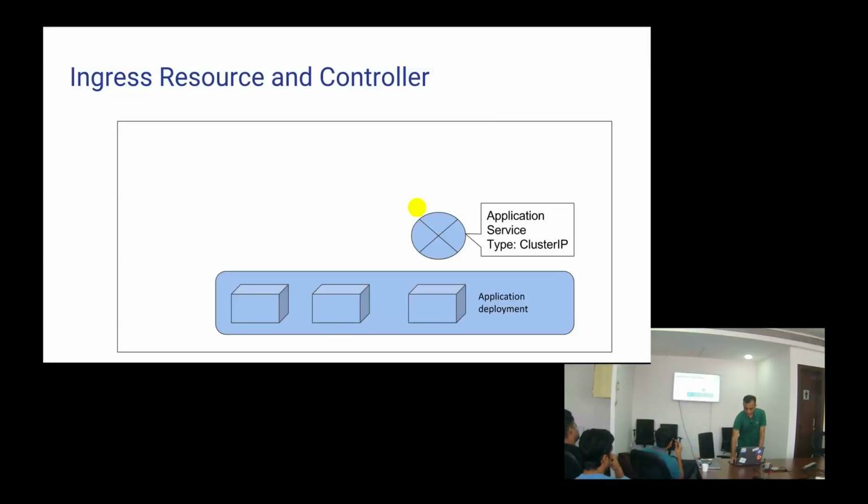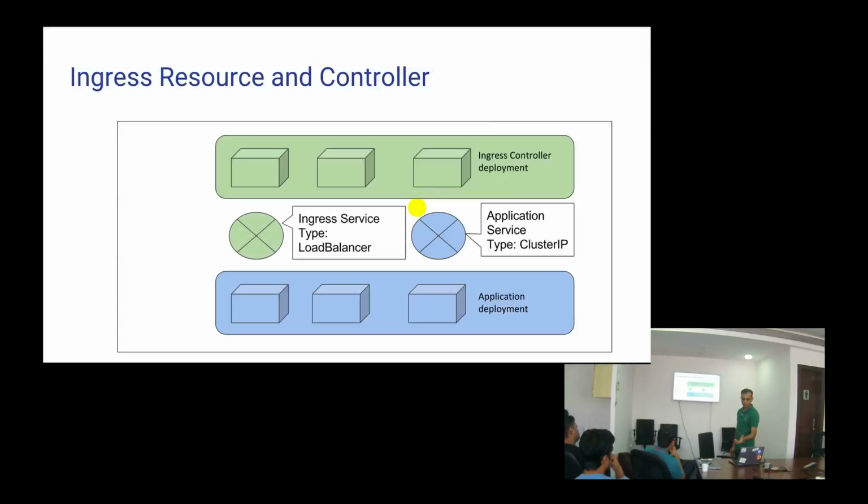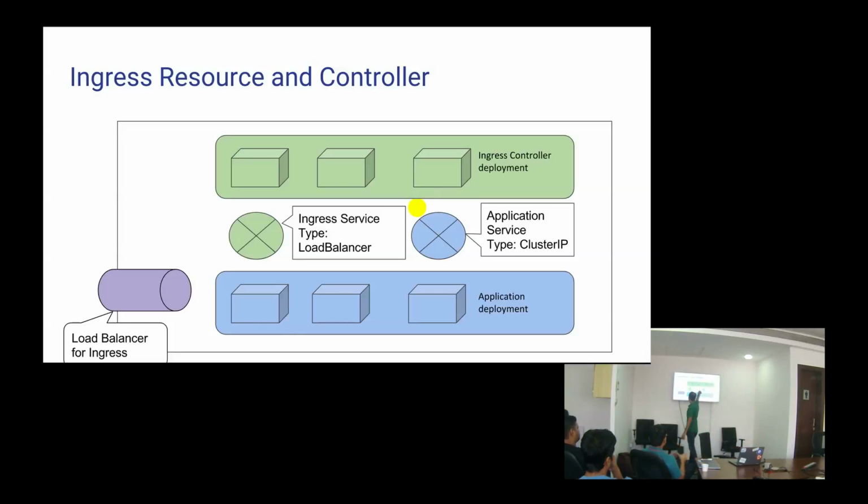So what we will do is first create an Ingress controller and its corresponding Ingress service, which is of type LoadBalancer. We create a deployment for the Ingress controller, and we create a service of type LoadBalancer which will route requests to the Ingress controller. So this is a load balancer for the Ingress. Requests will come from here and go across. We'll look at it further.